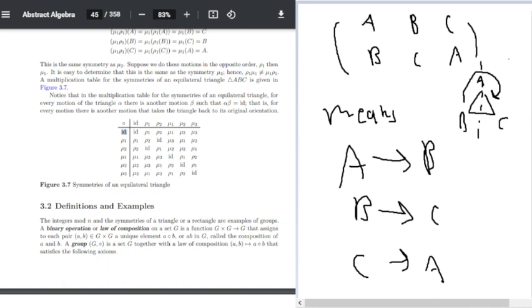We first have id. Obviously, if you just compose it with id, you get id. For p1, if you compose it with p2, it's sent to id. For p2, you compose it with p1 to get id. For mu1, you compose it with itself in this case to get id, and the same for mu2 and mu3.